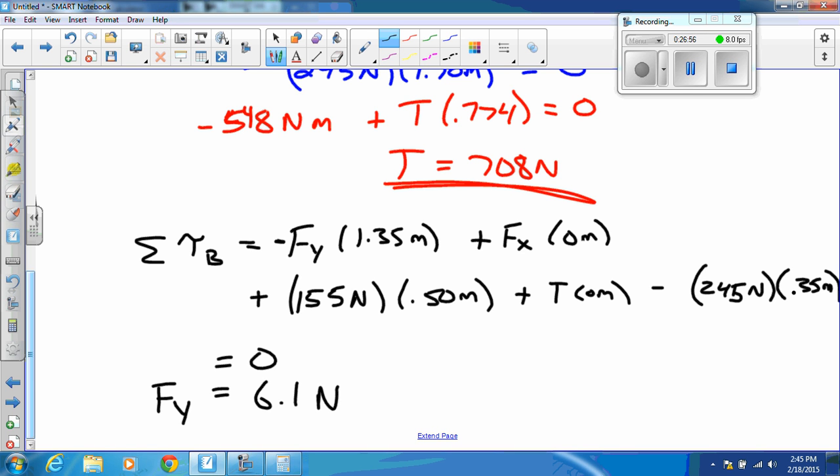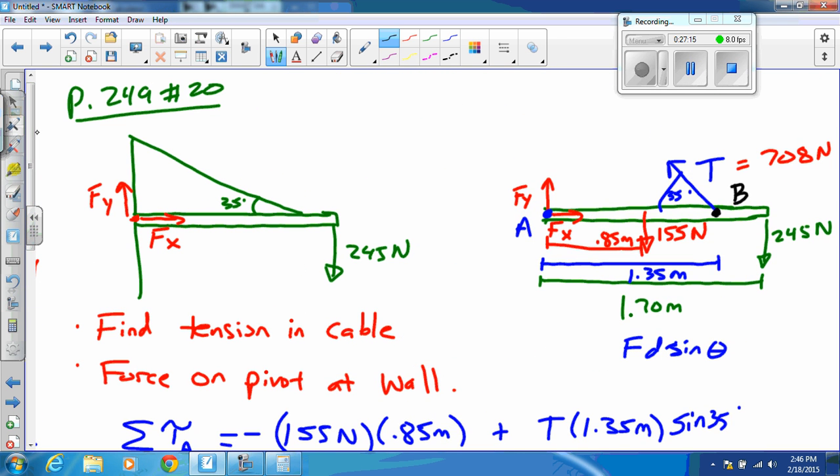When I solve for Fy, I encounter a bit of a surprise. The Fy that I get is practically 0. So what does that mean? What that means is that they picked the point of attachment for the T right here pretty much perfectly, pretty close to the center of mass, so that these two cancel each other out, and there's very little extra force that Fy needs to exert in order to keep the whole thing balanced. Do you see what I'm talking about?